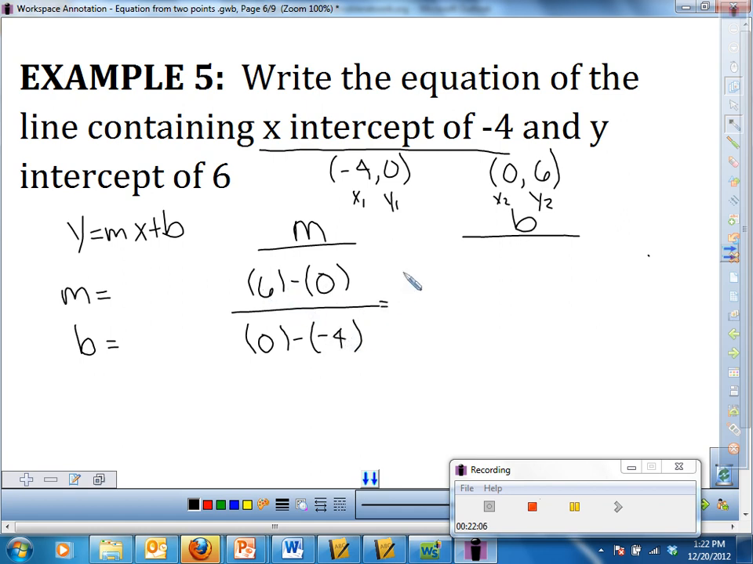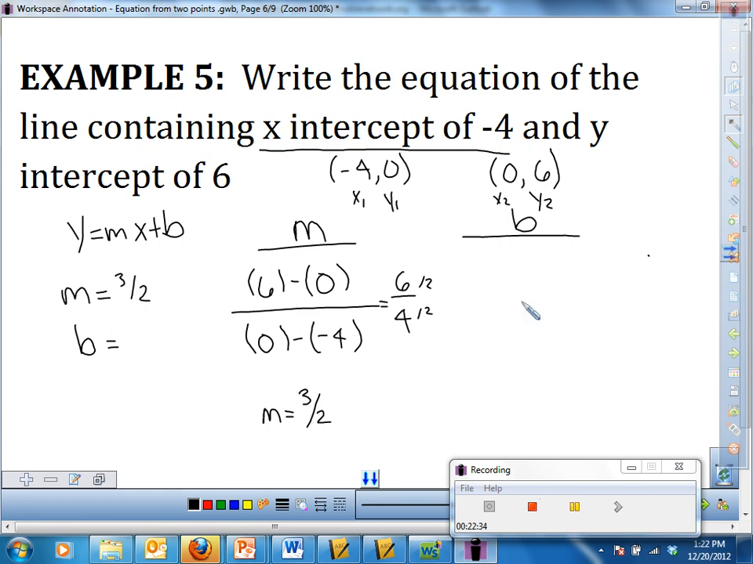6 minus 0 is 6. 0 minus -4 is a positive 4. And say, okay, can I reduce 6 over 4? Yes, 6 over 4 can be reduced because 6 and 4 both have a factor of 2. And if I divide the top and the bottom by 2, I get 3 over 2. So I know that my slope is going to be 3 over 2.